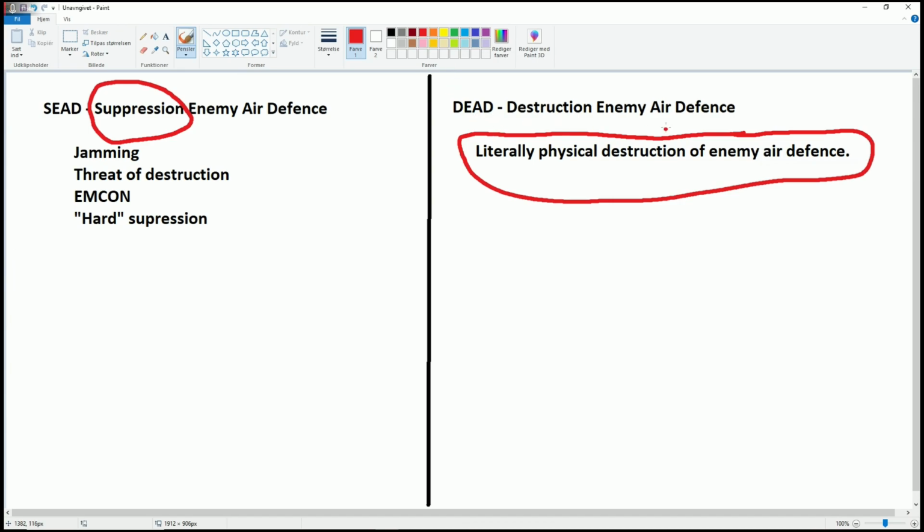Doing DEAD, you want to remain unseen until your weapons impact on the enemy. Because if you are discovered on your approach to the enemy air defense, it can cost you your life. So that is the difference between SEAD and DEAD. It is very important to understand the difference, and now you know why. So in the next lesson, when I reference SEAD or DEAD, you know why I use different words and why it requires different tactics.